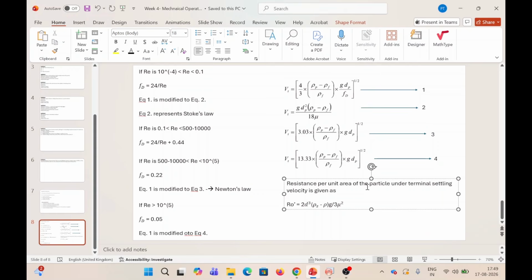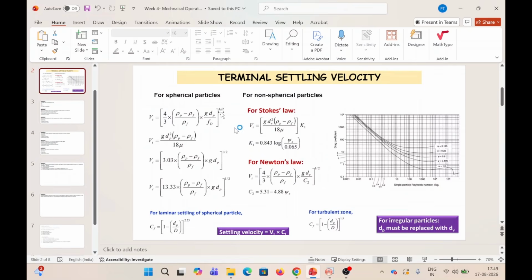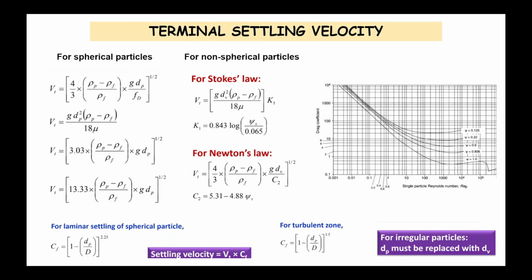So this is all about the case where the particle size remains constant, or you can say the case when the particle is spherical in nature. Suppose the particle is not spherical, or it's a non-spherical particle, then it will have an effect over the terminal settling velocity of the particle, and its equation will get modified. So this is the equation for a non-spherical particle.